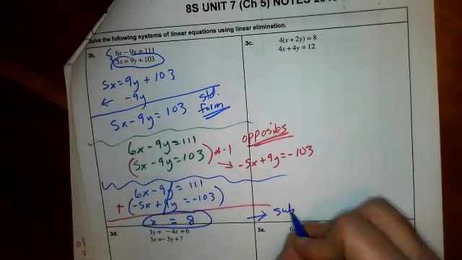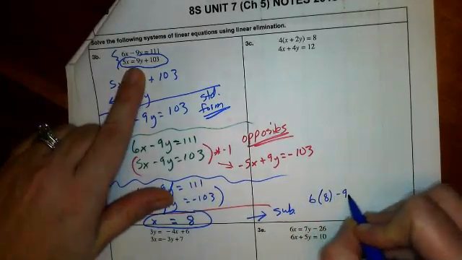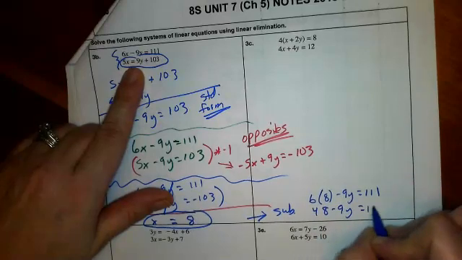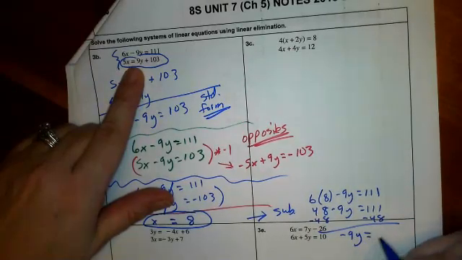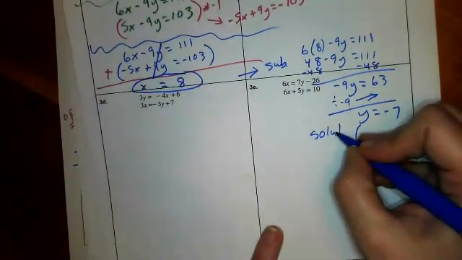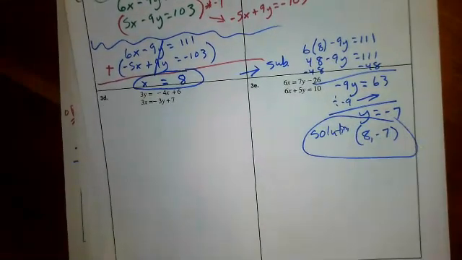Then I'll go over here. I'm going to sub. So I've got 6x, 6 times 8, minus 9y equals 111. Oh, let's see. 48 minus 9y equals 111. Subtract 48. We get negative 9y equals, what is that, 63, I believe? Y equals negative 7. So my solution, it would have helped if you could have seen that, sorry about that, is 8 comma negative 7, okay?